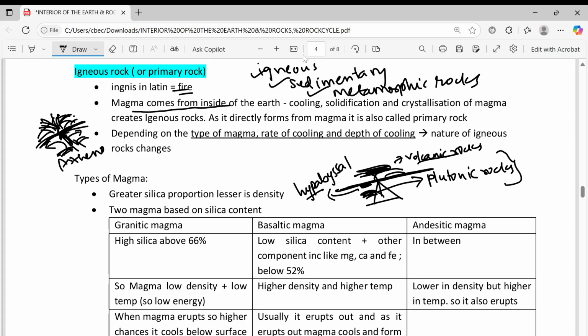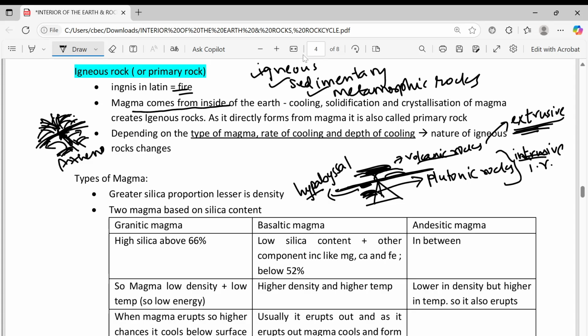These two together we call intrusive igneous rocks. These volcanic rocks we call extrusive. Extrusive means outside the surface of the earth, and intrusive means inside, the interior of the earth. Intrusive means below the surface. Extrusive means above the surface.